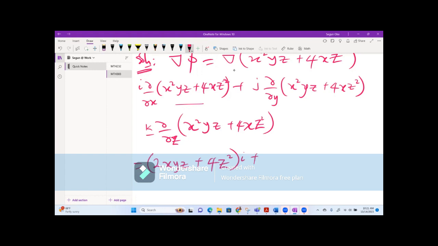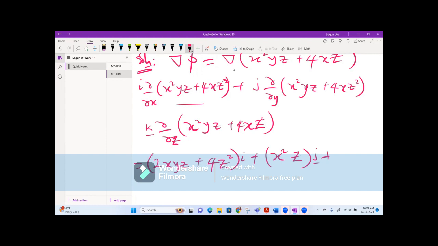Now let's differentiate the second one with respect to y. 2xz. No, sorry, x squared z, x squared y z. Right. The other thing will be 0, right? Yes.